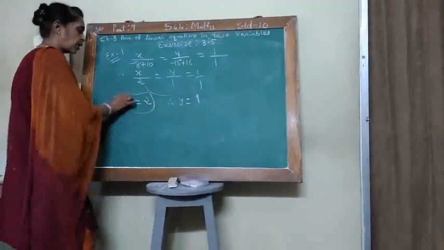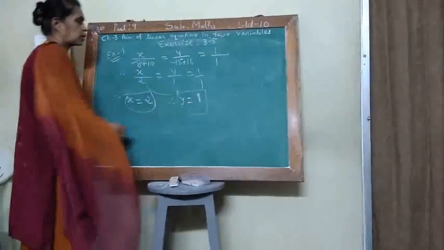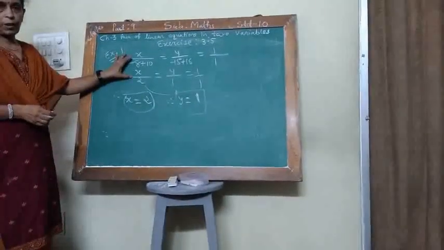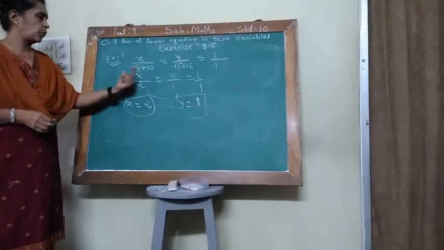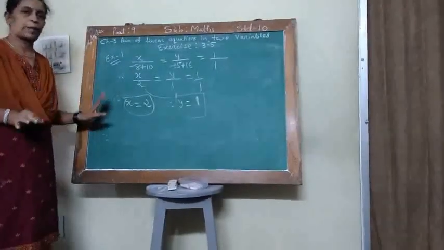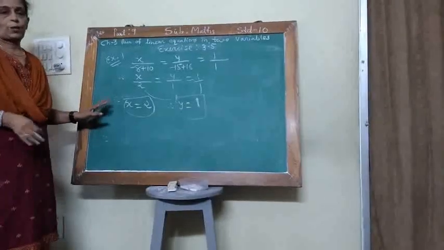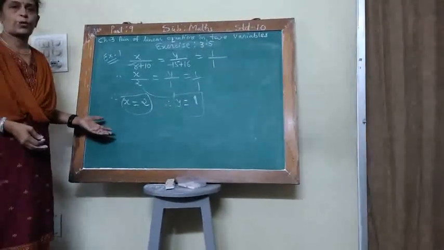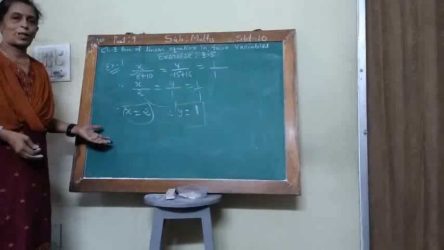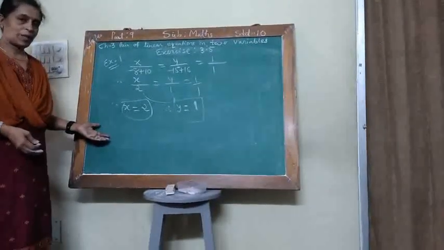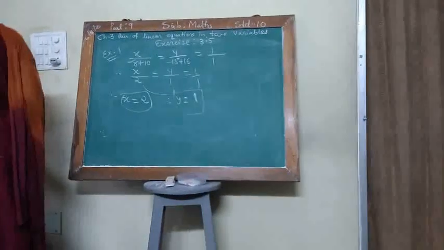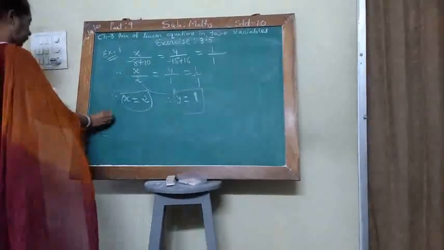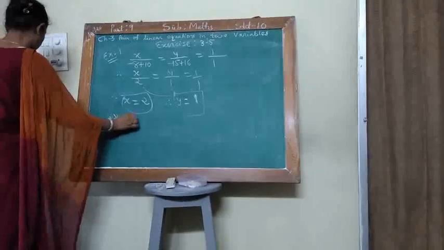So this way you have to simplify two equations. Okay? And answer is x equal to 2 and y equal to 1. If you put in that equation, then it satisfies both the equations. So this way you have to find solution by cross multiplication. Clear? So you have to write this way. I write this equation 2x plus y equal to 5.